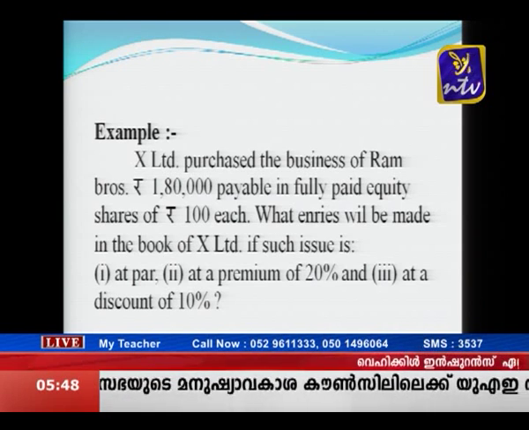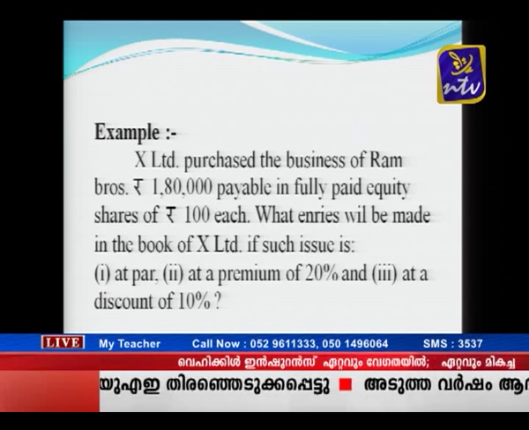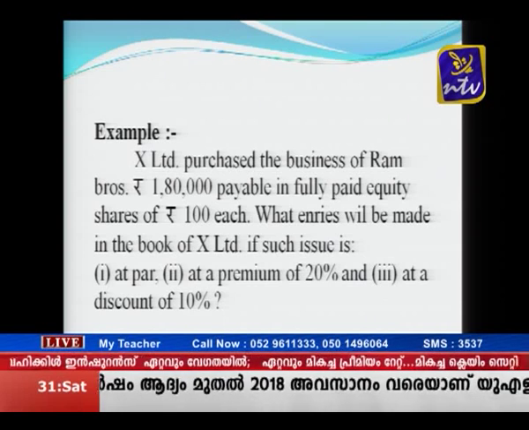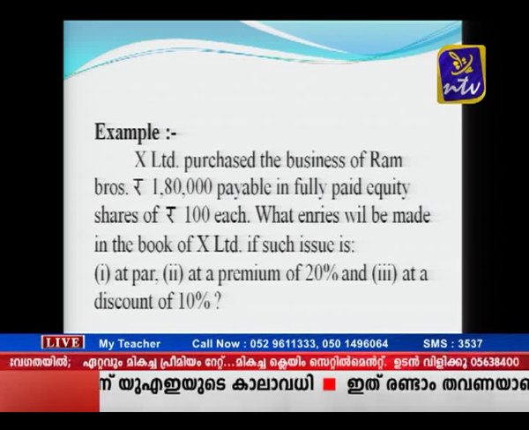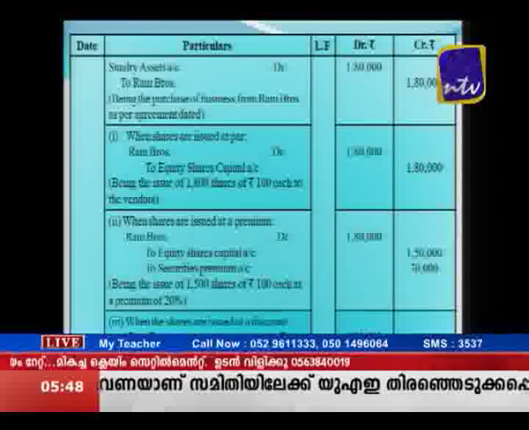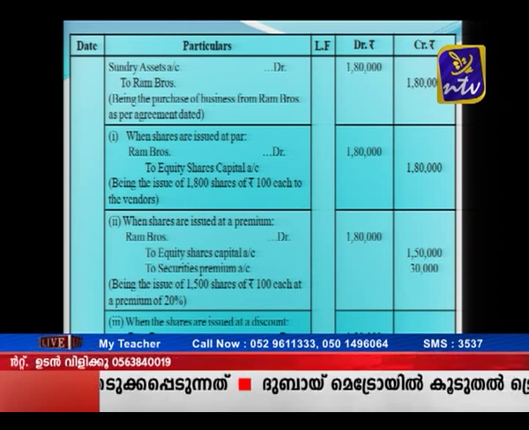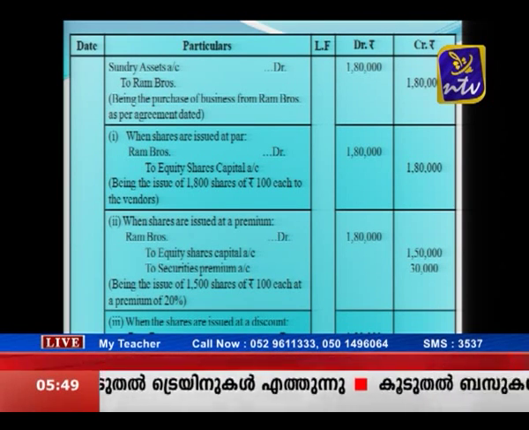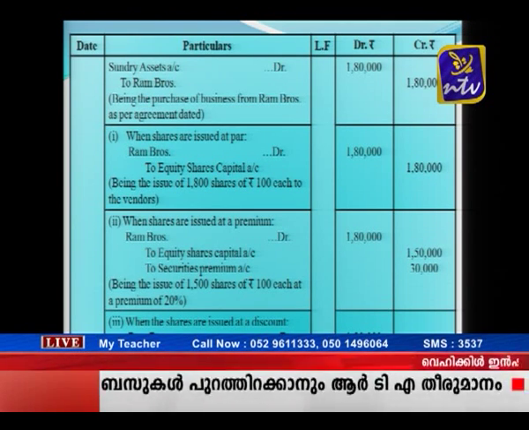Who is the vendor? X Limited purchased the business of Ram Brothers worth rupees 1,80,000 payable in fully paid equity shares of rupees 100 each. What entries will be made in the books of X Limited if such shares are issued at par and at a premium of 20%? The nominal value of the share is 100 rupees. You can see the answer. Take your own time to look at the monitor and see that question. Maybe it is there in your textbook also, illustration number 21 or 25, check. This question is there.